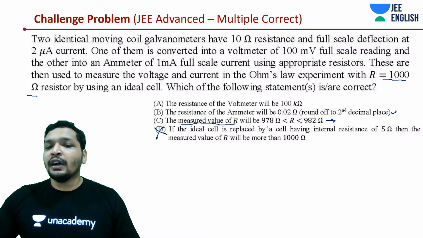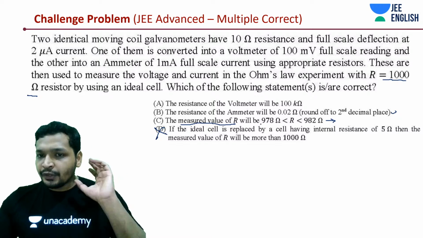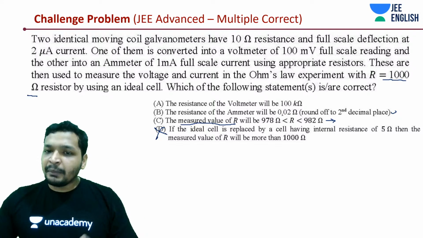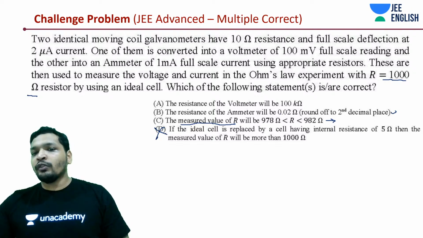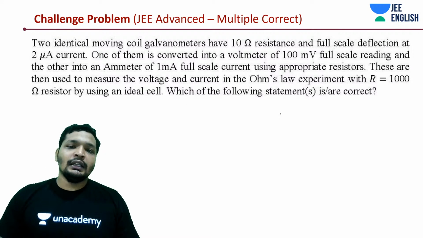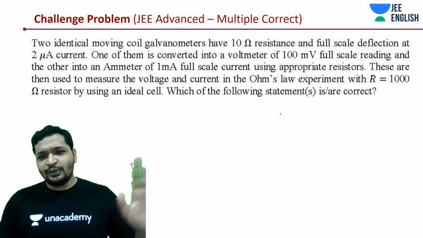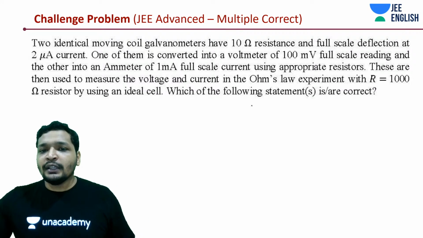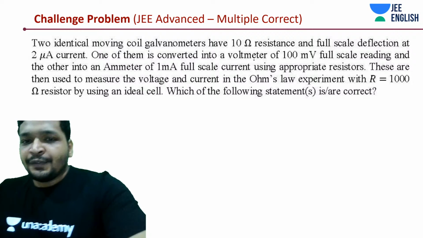It's a measured value of R, so you need to analyze it. You need to analyze the voltmeter resistance and ammeter resistance. More importantly, what would matter? Think about it. Let's do the calculation and we'll get to know. Okay, let's first of all get started.